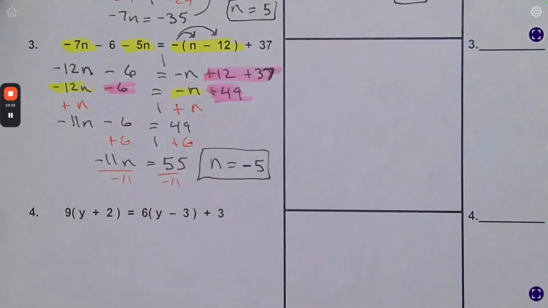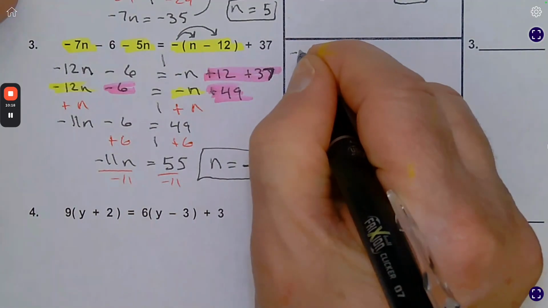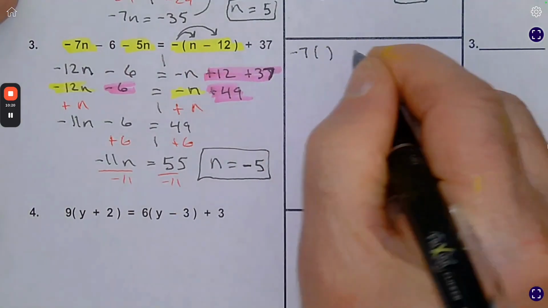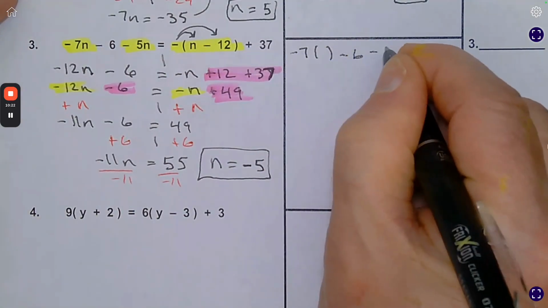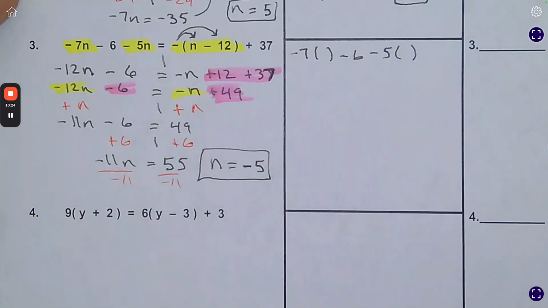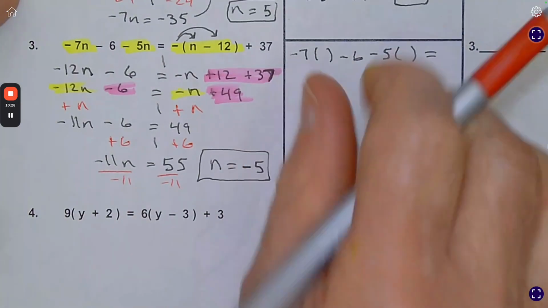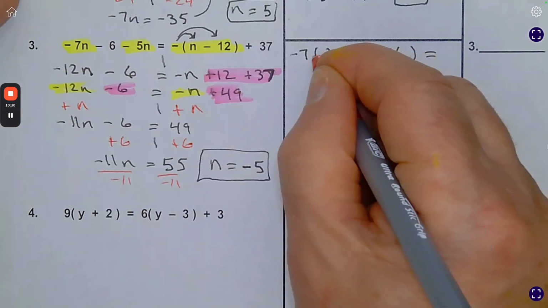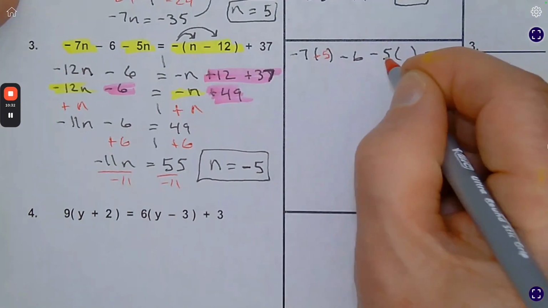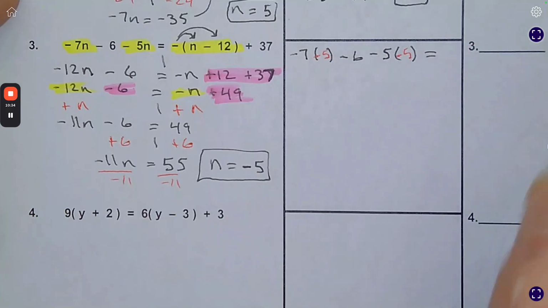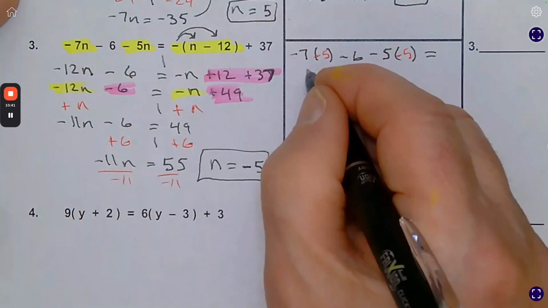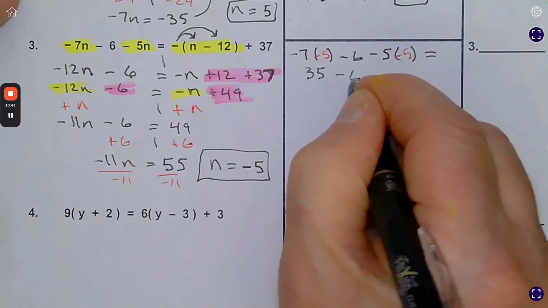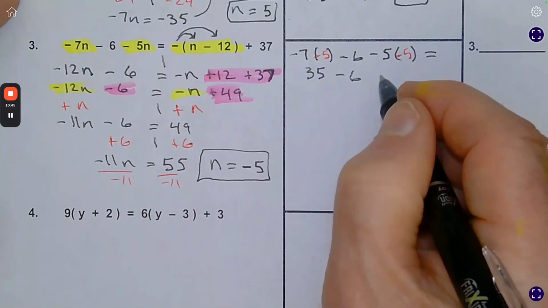Let's check. So, negative 7, open a parenthesis, minus 6, minus 5, open a parenthesis, equals. I'm going to go ahead and simplify that first, and then I'll simplify the other side. I'm going to put in a negative 5. I'm going to put in a negative 5. So, what is negative 7 times negative 5? 35. Very good. There it is. Negative 5 times negative 5.